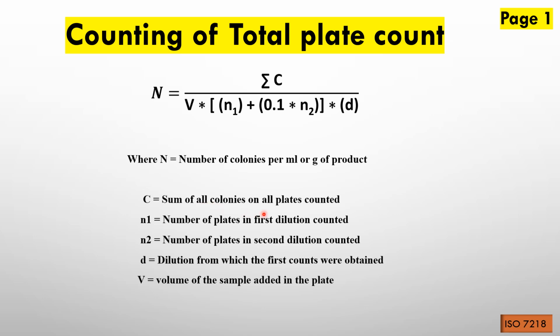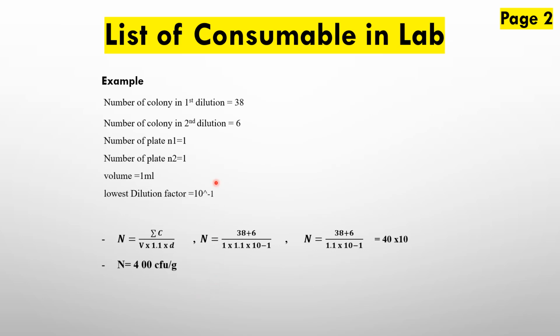Thus, C is the sum of all the colonies on all plates on which we perform counting, n1 is the number of plates of the first dilution, and n2 is the number of plates in the second dilution counted. And d is the dilution from which the first count was obtained. V is a very important thing, which is the volume of the sample added to the plate. So we will discuss it with an example.